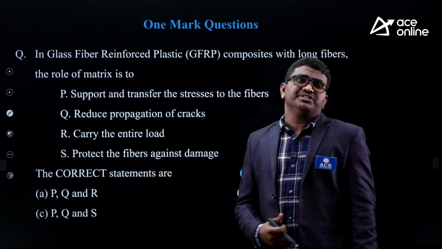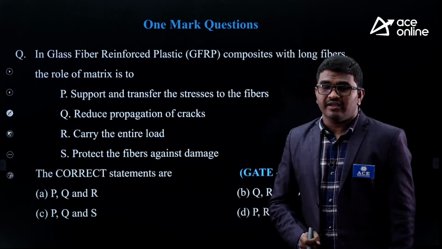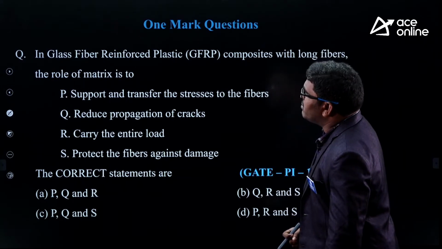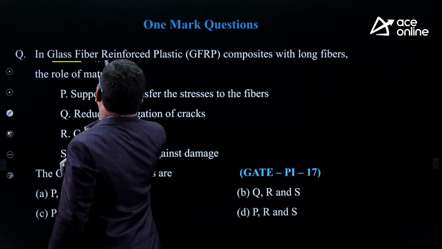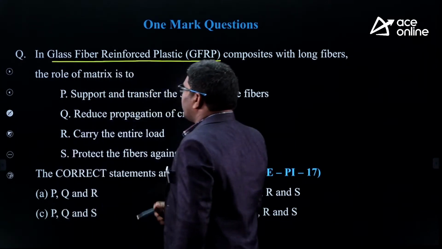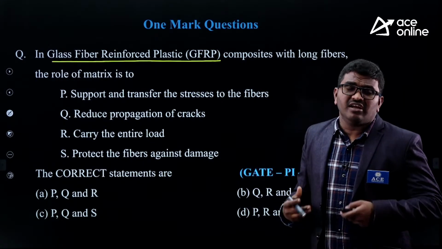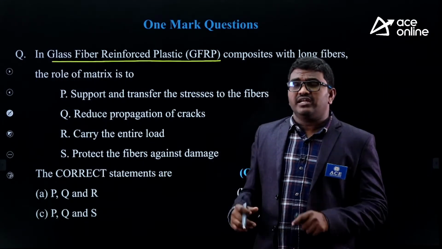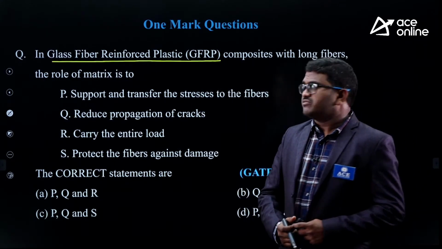See what type of question they'll ask you. This is actually a composite question, a 1-mark question. In a glass fiber reinforced composite, that is GFRP. Nowadays we are using this everywhere. Wherever high strength, high hardness and good ductility are required, there we are using it. Good toughness, actually, we are using this one.